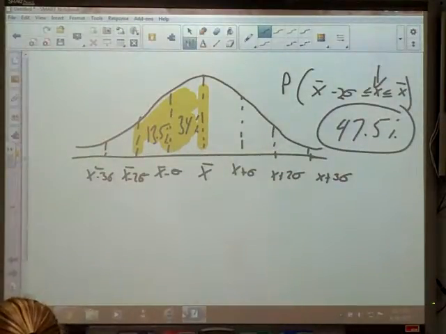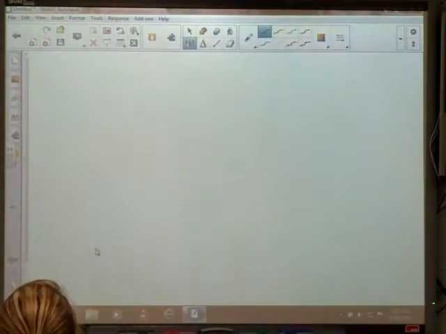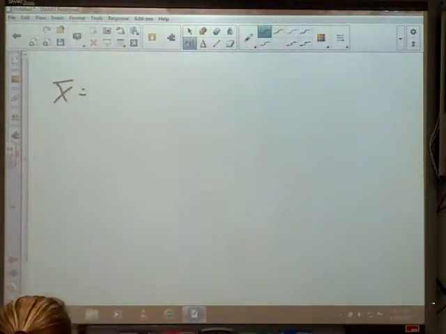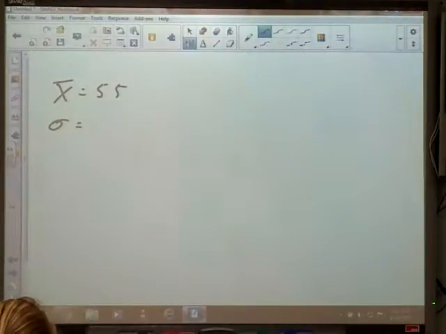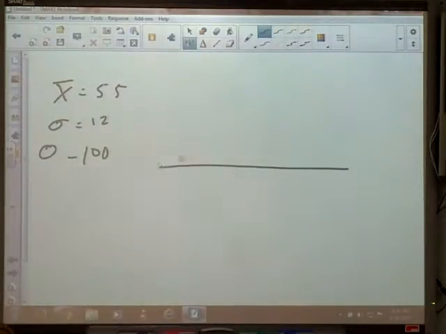This one I got a word problem to read. Says the scores for a state's peace officer standards and training test are normally distributed with a mean of 55 and a standard deviation of 12. The test scores range from 0 to 100. Now there's a question that goes along with this, but before we answer the question, we're going to use that to make our curve, to put all the numbers on our curve. Okay, so I'm going to go ahead and get my curve ready.